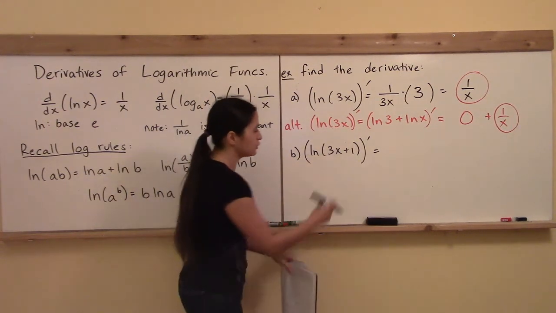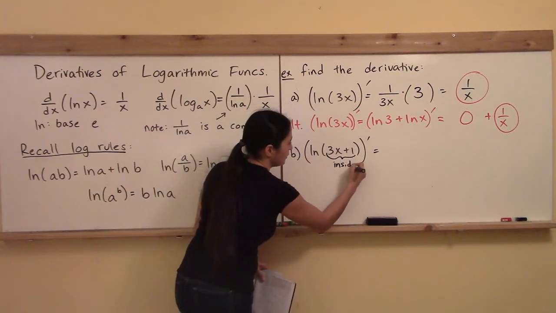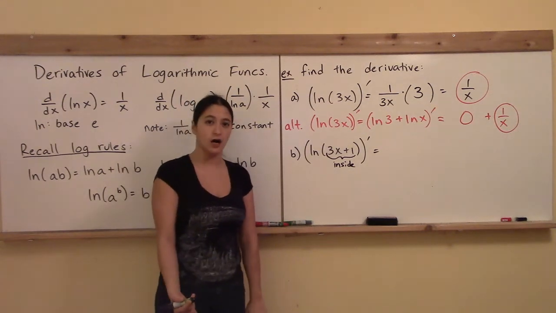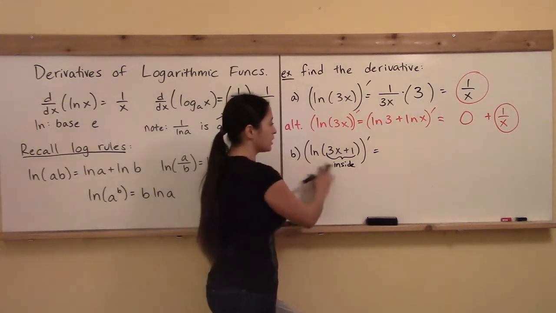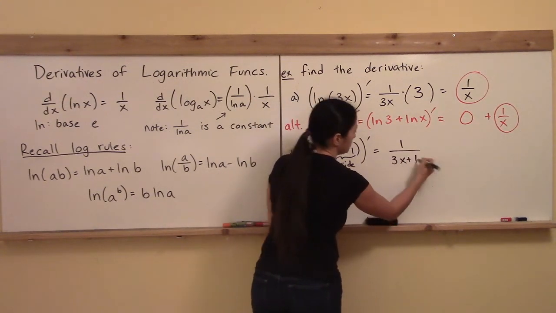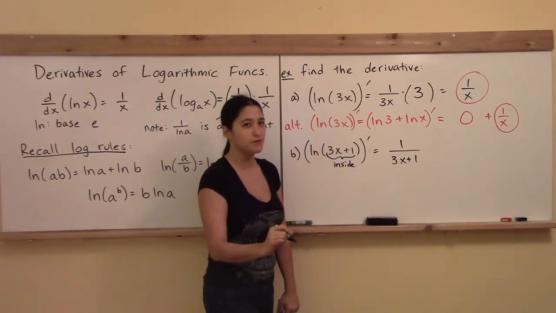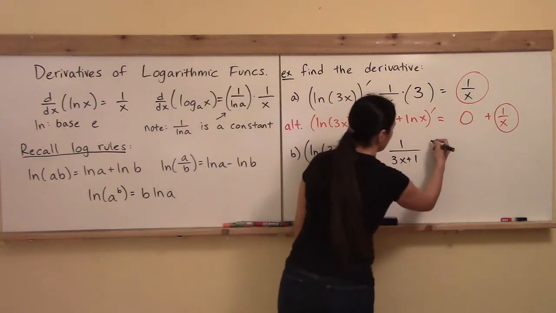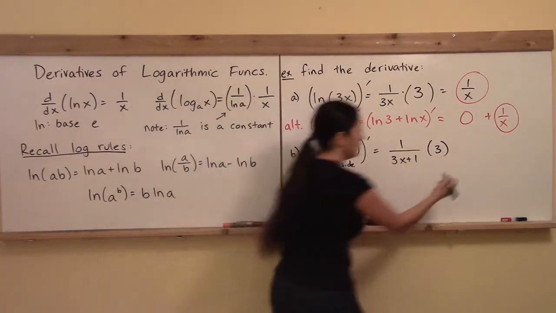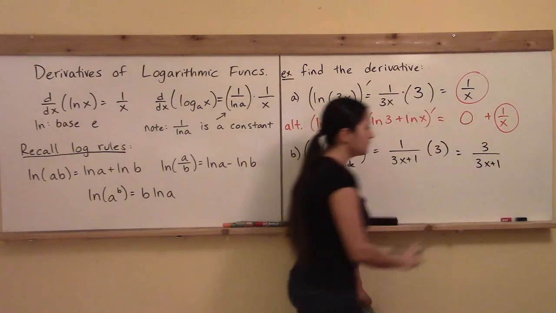Once again, we're going to treat 3x plus 1 as the inside function. The outside function is log. The derivative of the log of stuff is equal to 1 over whatever that stuff was on the inside. And then don't forget, what are you supposed to not forget? Multiply this by the derivative of 3x plus 1, which is equal to 3. So the answer here is 3 over 3x plus 1.